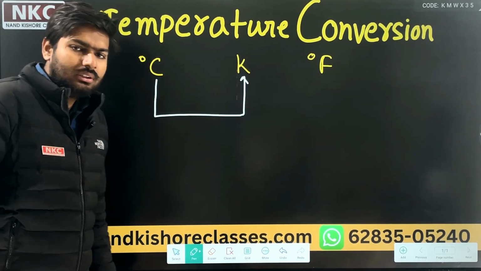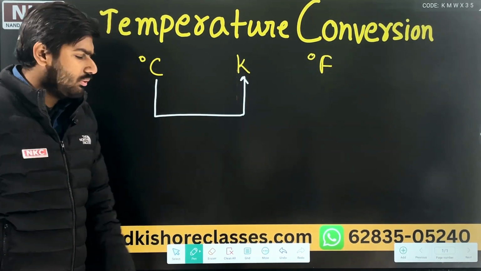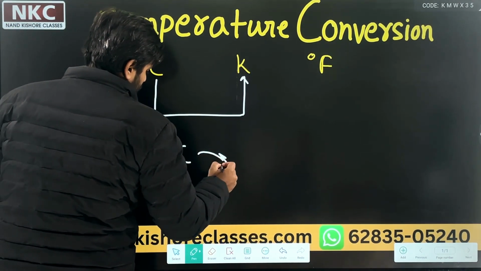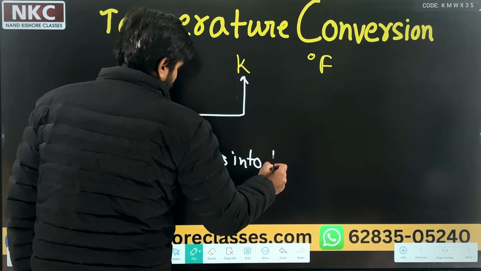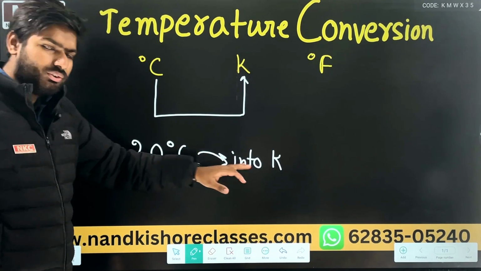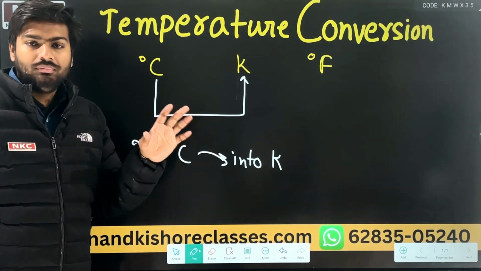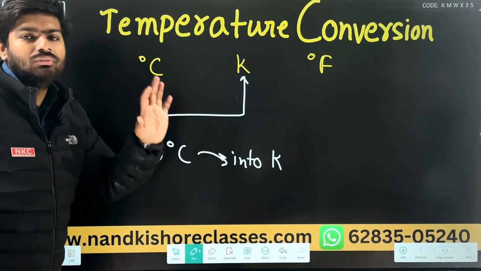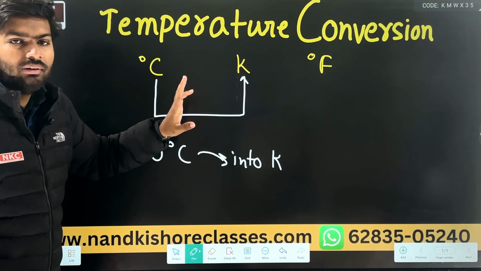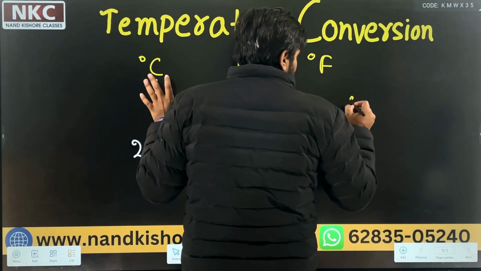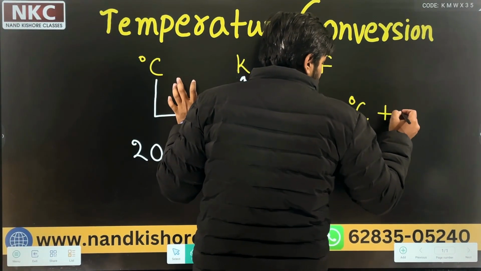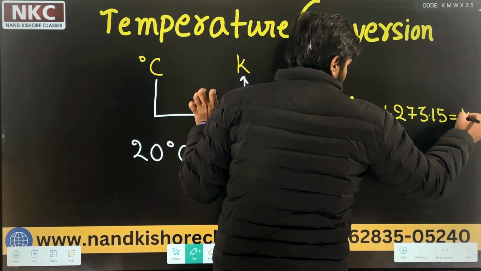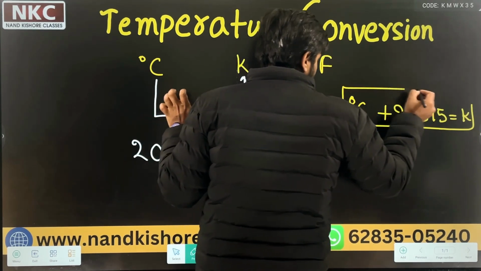Suppose you need to convert degree Celsius into Kelvin. For example, convert 20 degrees Celsius into Kelvin. How are you going to proceed? Just add 273.15 to the degree Celsius, and you will get the answer in Kelvin.